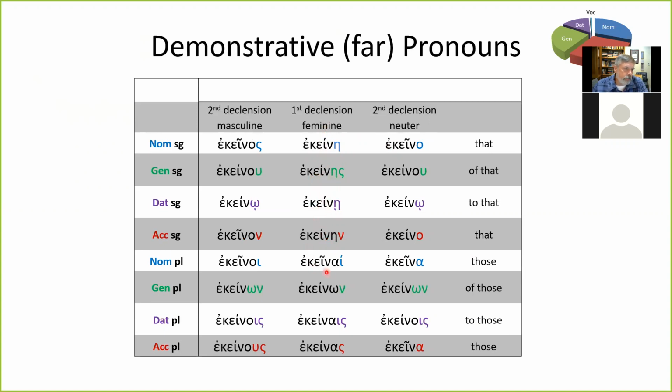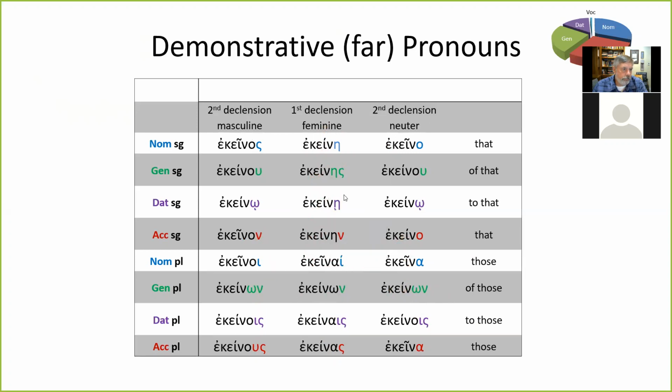To make it plural, we just add the plural case endings, the iota ending: ekenai, ekenon, ekenais, ekenos. And you follow that same pattern for the second declension masculine and the second declension neuter. I'm not sure how much more I can do with that. I think over time, as we go through the homework, that might help. We'll go through that next.